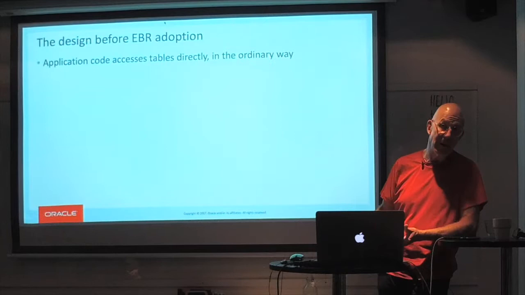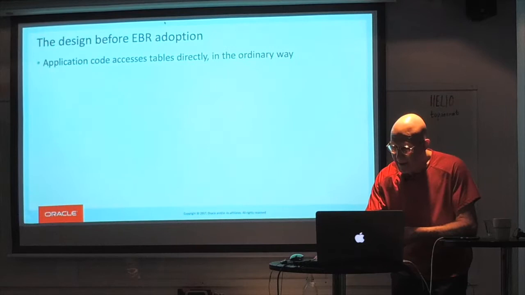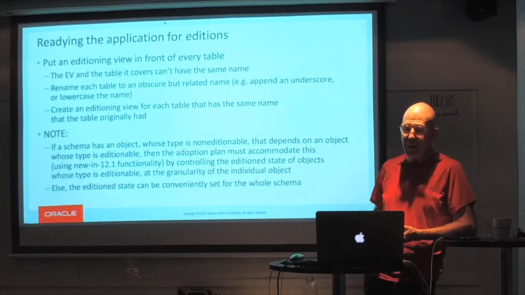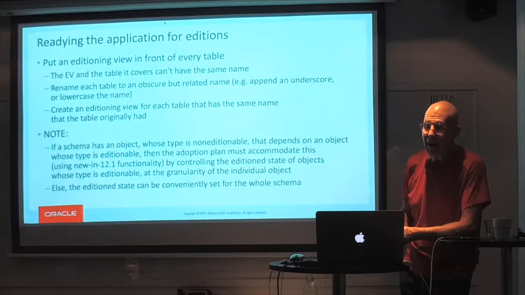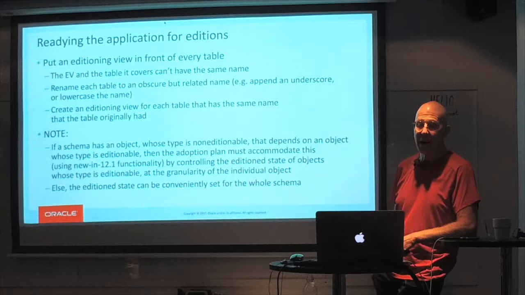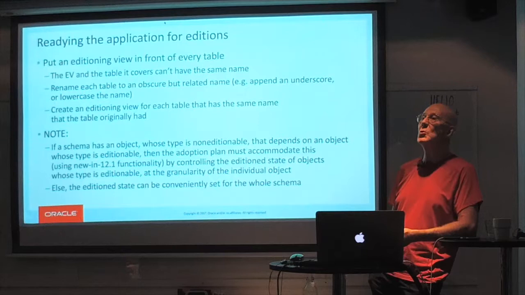And we made the point that after the scheme, we have to have an editioning view in front of every table. So now let's confront the point that because we couldn't find a way to have editioning views anywhere except in namespace one, the editioning view and the table it covers, both having the same owner, cannot have the same name. So how can you get an editioning view in place in front of every table? There's only two ways to do it, the stupid way and the natural, convenient and easy way.